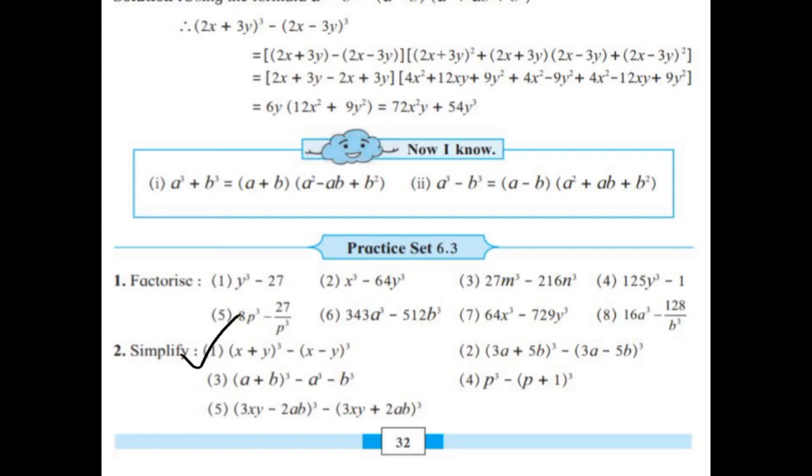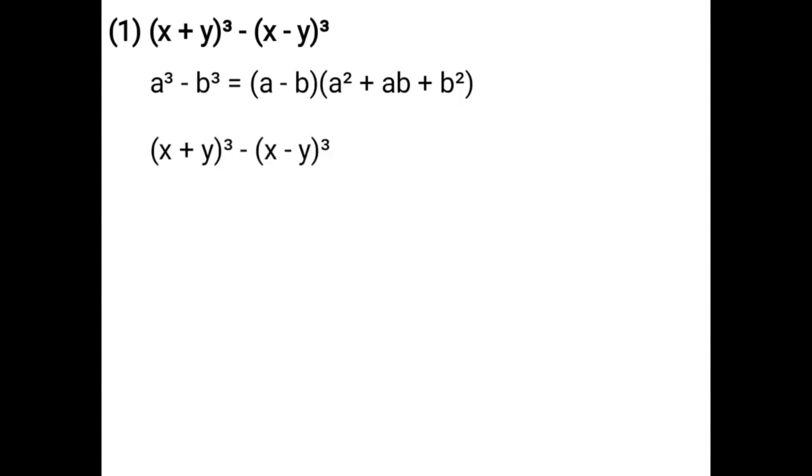(x + y)³ − (x − y)³. You have to use the formula of a³ − b³. The formula of a³ − b³ is (a − b)(a² + ab + b²). Here a is x + y and b is x − y.